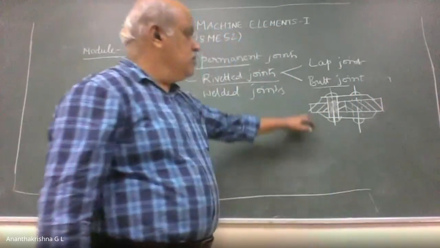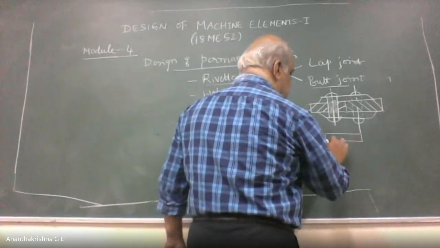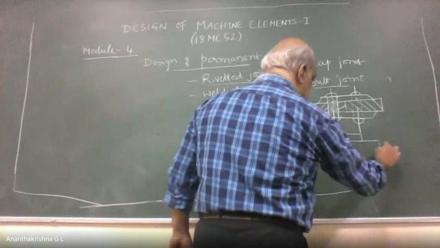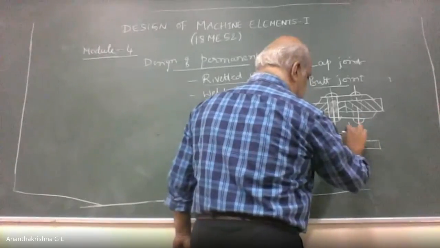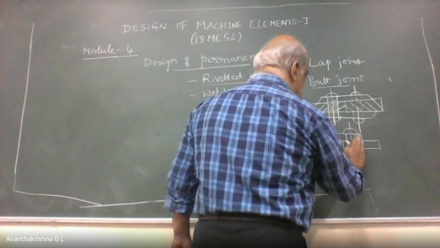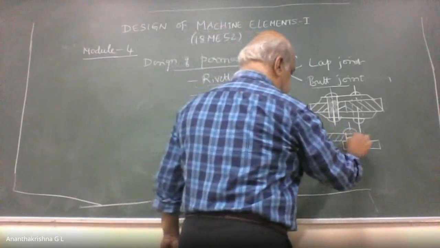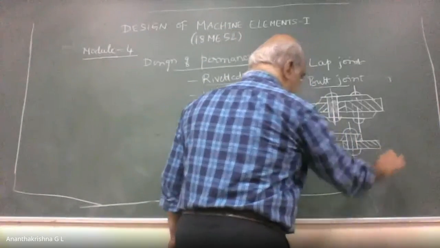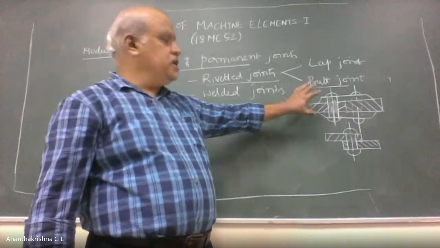Okay, this is about butt joint. In case of lap joint, what you will have is one metal above, another metal below it, and then we are going to have riveting operation connecting these two plates. Correct? So this is essentially one metal piece and this is the second metal piece. Correct? So this is lap joint and this is butt joint.